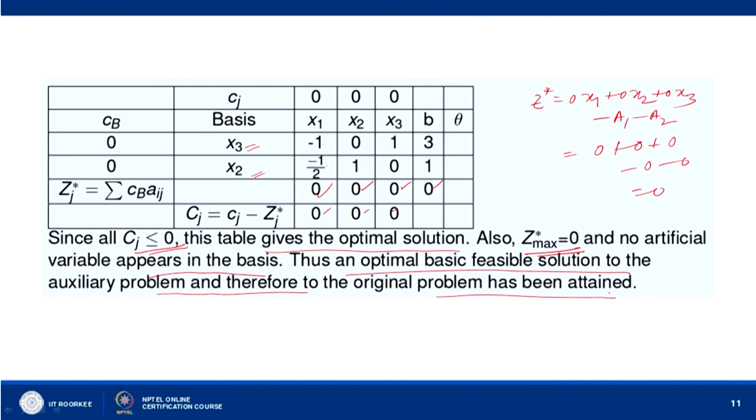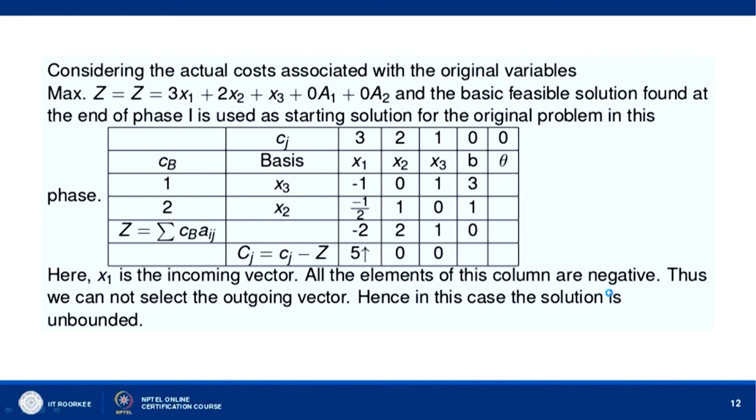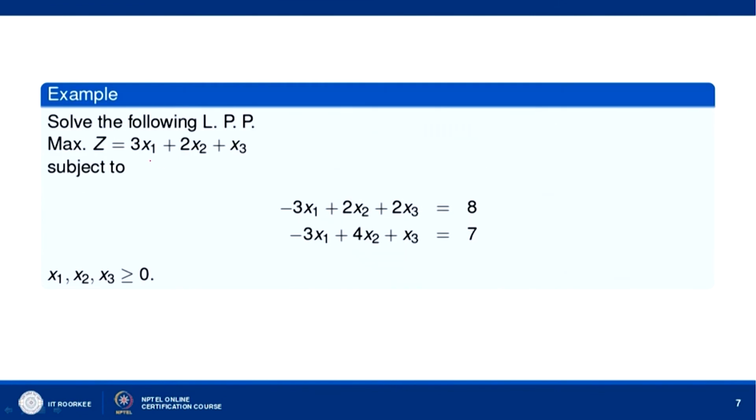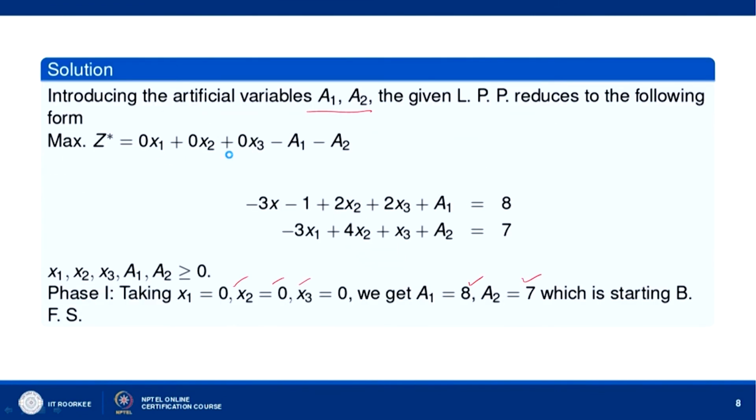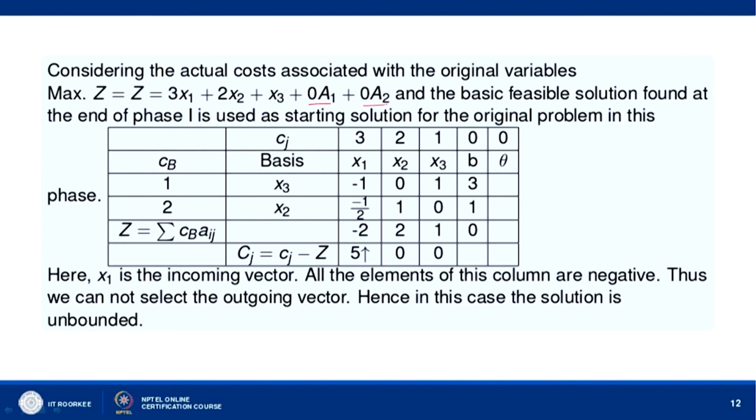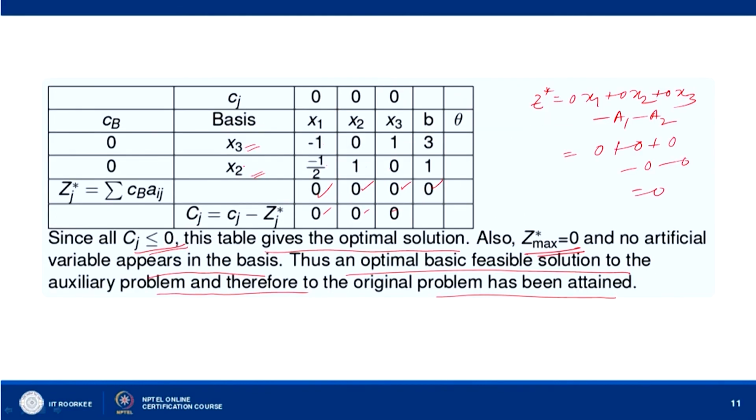Okay. So, what we do now, considering the actual costs associated with the original variables, we find maximum value of z. Z is equal to 3 x 1 plus 2 x 2 plus x 3. This was z. 3 x 1 plus 2 x 2 plus x 3, and then we get 0 into a 1, 0 into a 2, and the basic feasible solution found at the end of phase 1 is used as a starting solution for the original problem. Okay. So, basis are x 3 x 2.